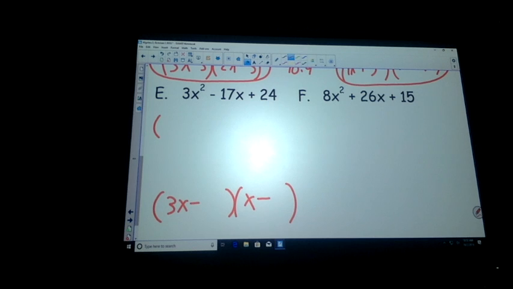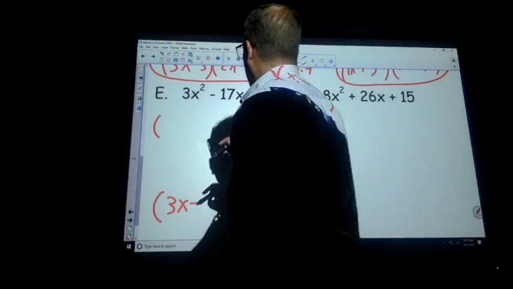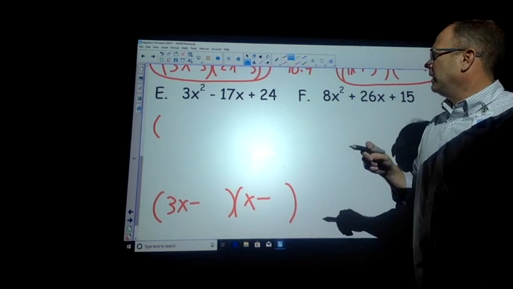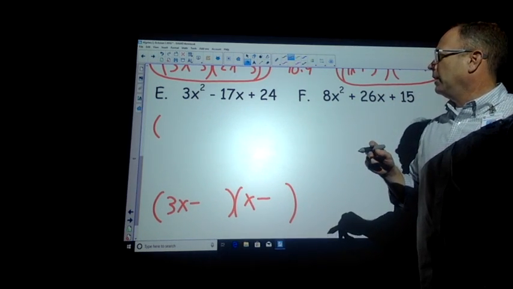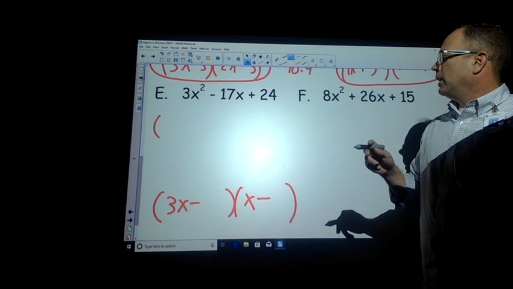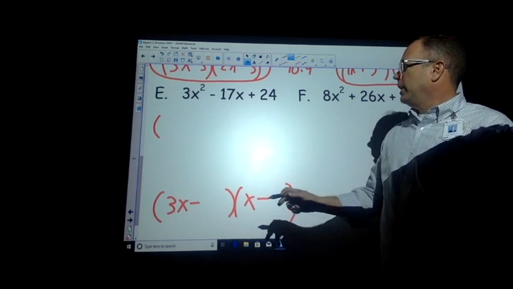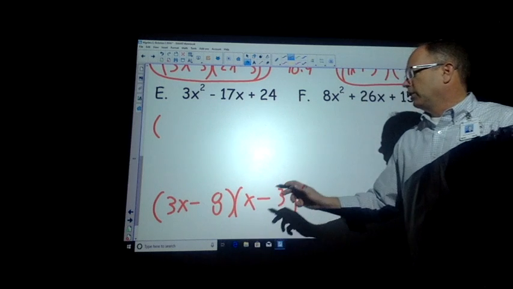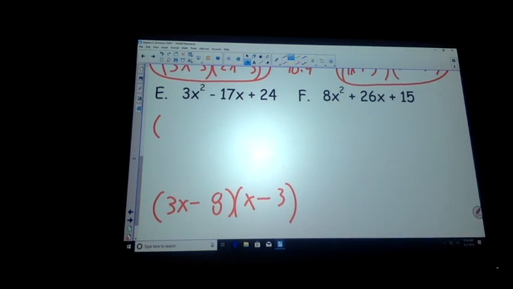Let's see, 4 and 6, 3 and 8, 2 and 12, 1 and 24. Do I just list them all? Not seeing it right away. It's what? 9 and 8. Got you. 3 and 8. Let's see if I'm going to put 3 here, 8 here. Is that going to work? Negative 8x, negative 9. Yep, that works.